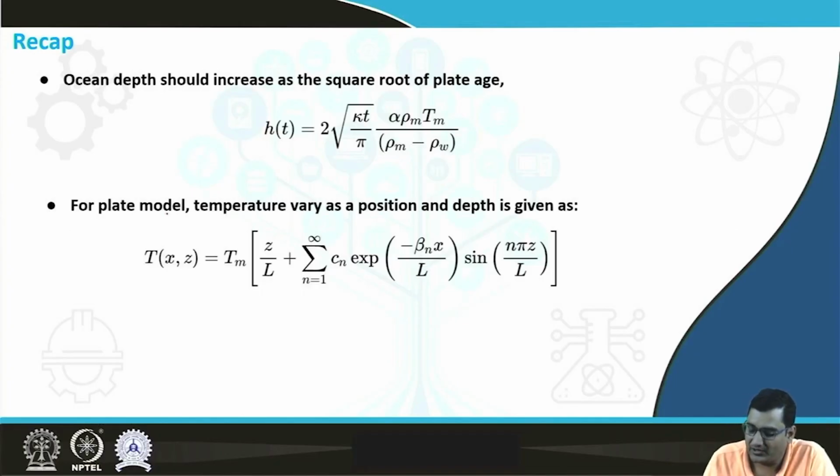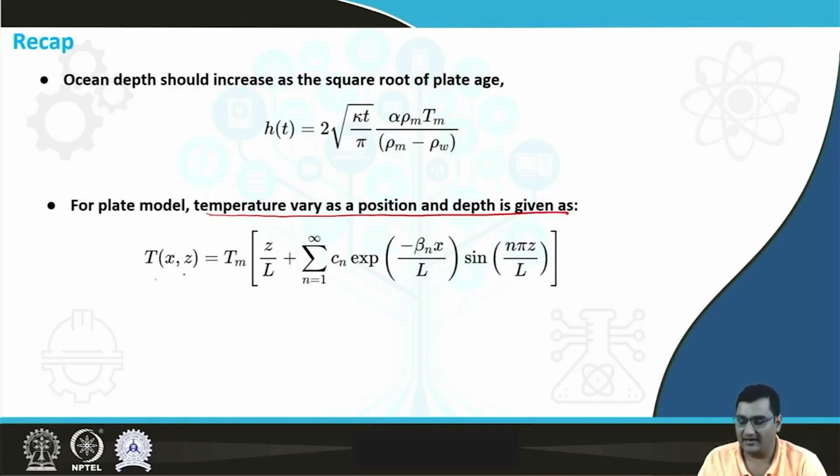For the plate model, the temperature varies as a function of depth and is given as T(x, z) = Tm [ z/l + summation over n = 1 to infinity of Cn exp(−βn x/l) sin(nπz/l) ].